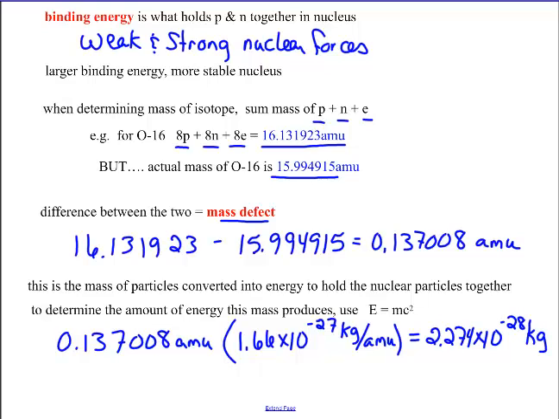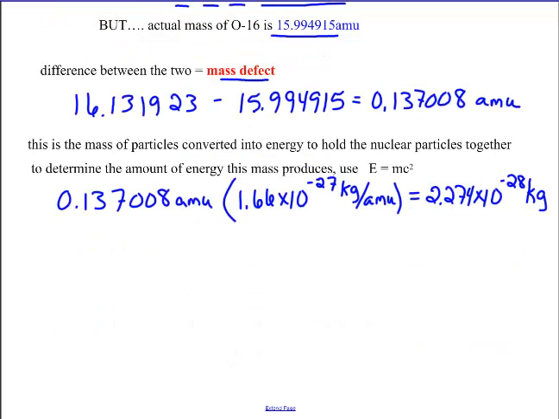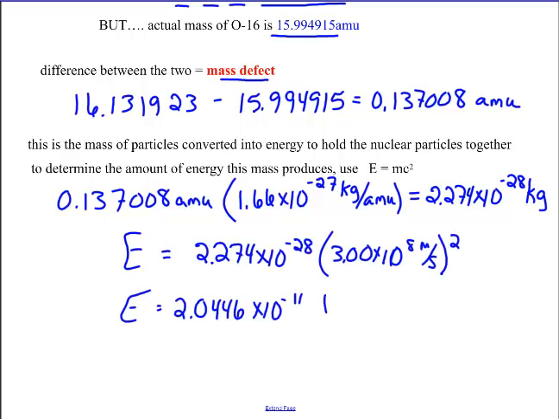c is the symbol for the electromagnetic speed, 3.0 times 10 to the 8th meters per second. And we can calculate the amount of energy generated by this conversion from mass to energy by following through with Einstein's equation. What we find is we get 2.0446 times 10 to the negative 11 joules. And this is the amount of energy per nucleus. So it's joules per nucleus. And this is the binding energy per nucleus.